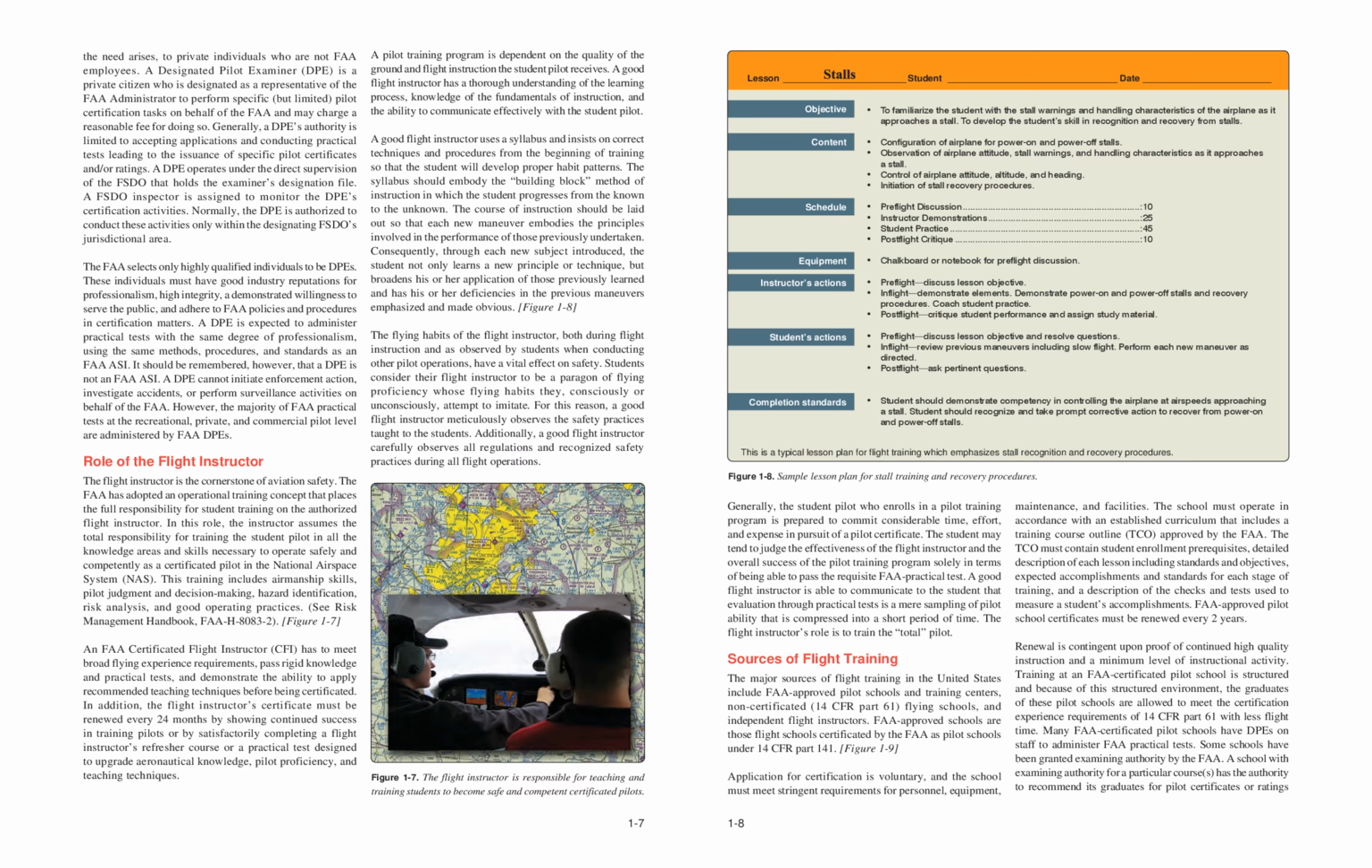Procedures: Coach student practice. Students' actions: Pre-flight, discuss lesson objective and resolve questions. Post-flight, ask pertinent questions. In-flight, review previous maneuvers including slow flight. Perform each new maneuver as directed. Completion standards: Students should demonstrate competency in controlling the airplane at airspeeds approaching a stall. Students should recognize and take prompt corrective action to recover from power on and power off stalls. This is a typical lesson plan for flight training which emphasizes stall recognition and recovery procedures. Figure 1.8. Sample lesson plan for stall training and recovery procedures.